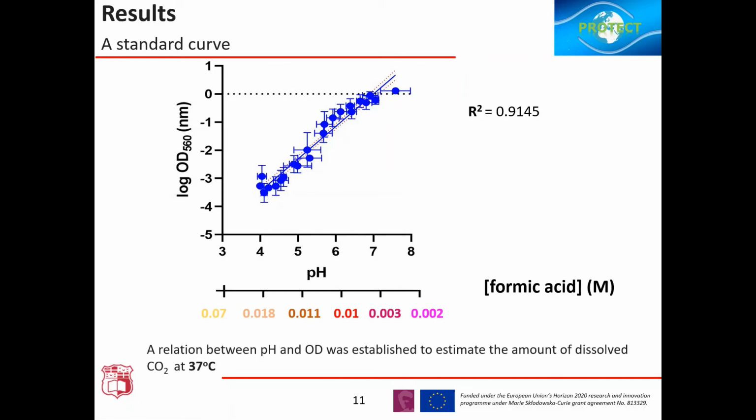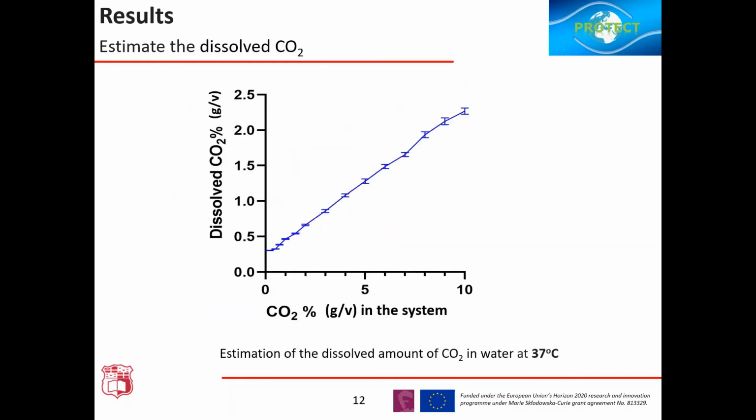Using this graph, we can estimate the theoretical pH by using as OD the readings coming from the phenol red with the dissolved carbon dioxide. After that, via the acid equilibrium constant of the bicarbonate system, we can estimate the amount of dissolved carbon dioxide in the solution. We end up with this graph that correlates the dissolved carbon dioxide with its level in the system. We can see that when we use 10% of carbon dioxide in the system, the dissolved amount is almost 2.4% at 37 degrees.